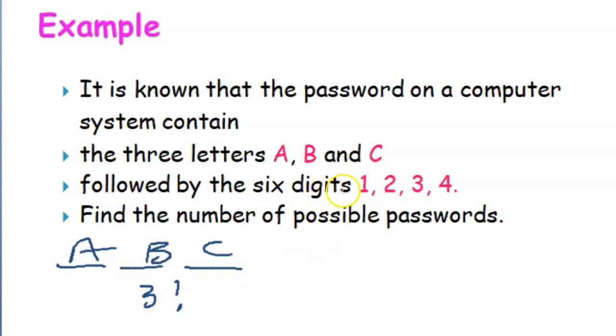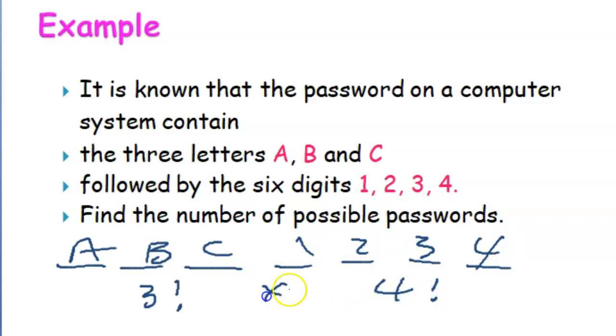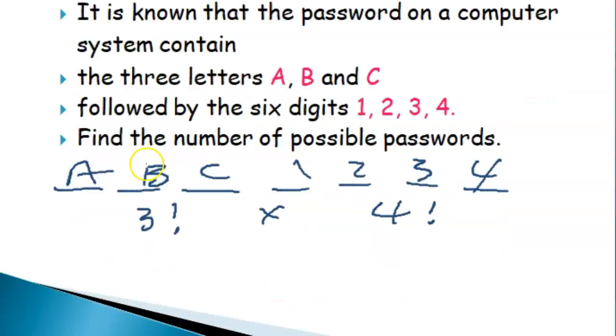followed by these 4 characters. So 1, 2, 3, 4. So we have 4 characters here. And because it's 4 characters, their number of arrangements can be 4 factorial ways. So in terms of the number of possible passwords, the password must begin with these 3 letters, A, B, C. So if I put ACB, BCA, CBA, and so on, those are all different passwords, since the order of the characters matters; a different order will give a different password.